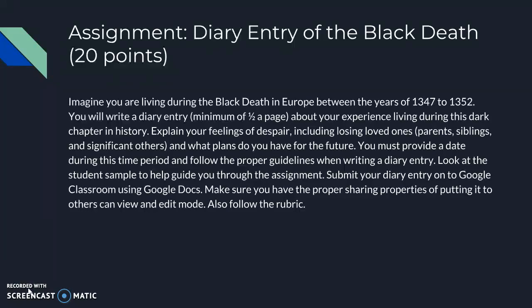You must provide a date during this time period, and follow the proper guidelines when writing a diary entry. Look at the student sample to help guide you, which you'll look at soon. Submit your diary entry onto Google Classroom using Google Docs. Make sure you have the proper sharing properties, set so others can view and edit. Also follow the rubric, which I'm going to show later.